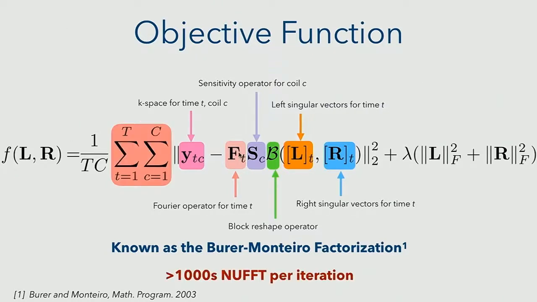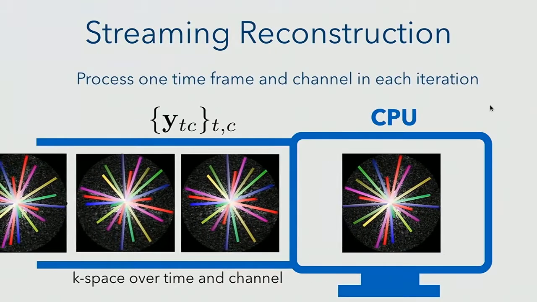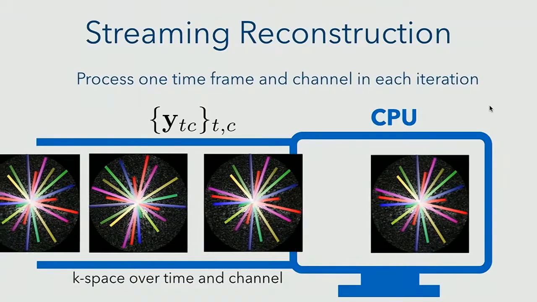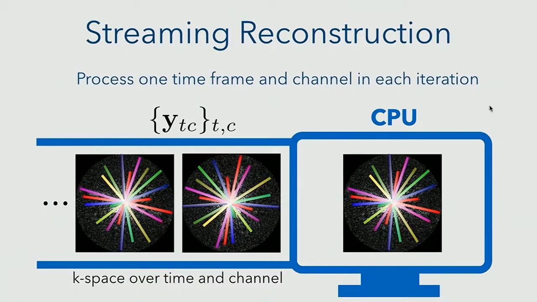But still, there's the difficulty that we're optimizing over thousands of K-space timeframes and coils, and this means that if we do any kind of conventional iterative algorithm, this would still be prohibitively expensive. And so instead, we propose to do a streaming reconstruction, and the general idea is that we pick one K-space at a time, process only one time frame and one channel, and then from each of them, we can use it to update our underlying representation. And this is actually very similar to how you would do training in machine learning, for example.